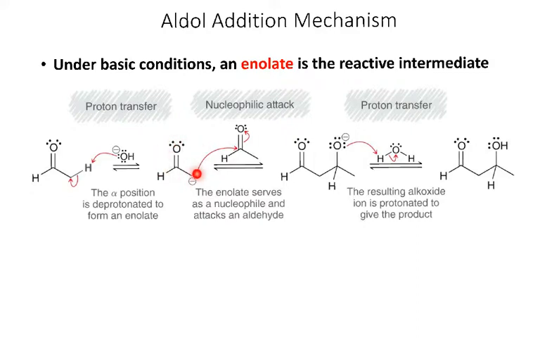So the nucleophilic center on the enolate attacks the electrophilic center on the aldehyde, right? And part of the reason we're so interested in this is because this forms a new carbon-carbon bond. And then the last step is to protonate and give us the alcohol using water as the proton source.